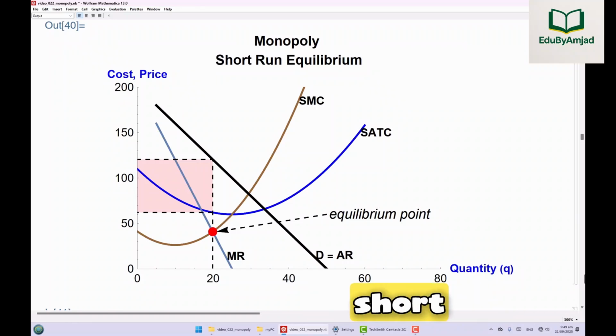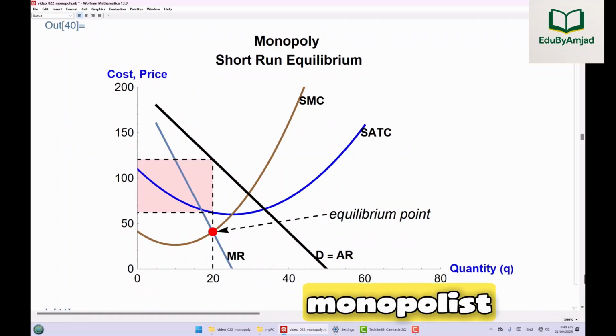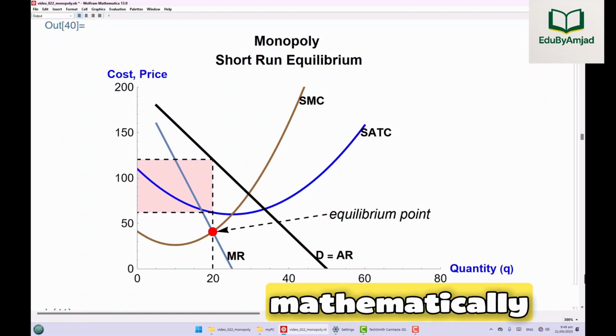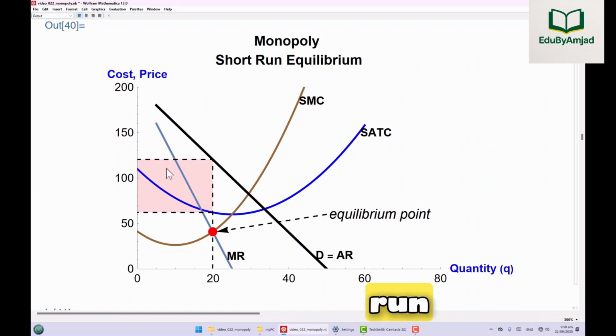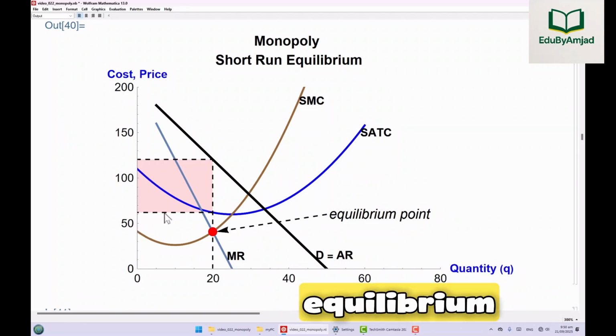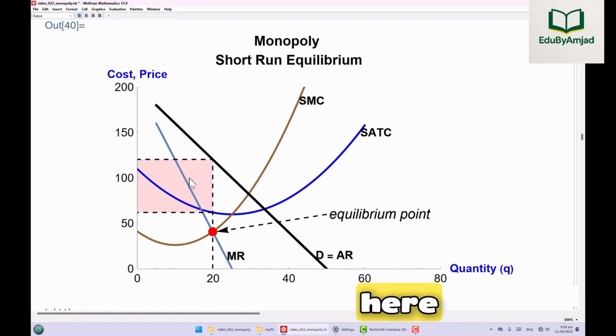We'll determine the short-run equilibrium profit for the monopolist, both visually and mathematically. Profit is represented by the area of the rectangle formed between the demand curve and the short-run average variable cost curve, at the equilibrium quantity. The height of this rectangle is the difference between price and average cost, and its width is the equilibrium output. Here, it is highlighted as the light red rectangle.